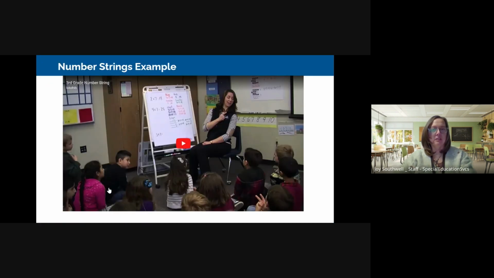All right. So this is going to be an example of a number string with multiplication. I believe most of us in here are elementary, so most of us are probably working on single digit addition, subtraction, maybe double digit with your students. But I want you to notice how she progresses through this. This was one of the best examples that I could find.